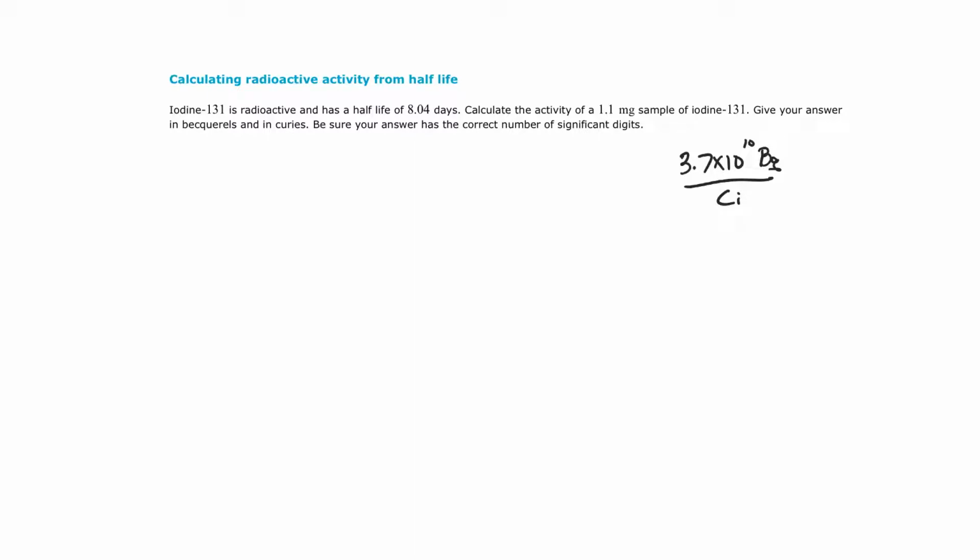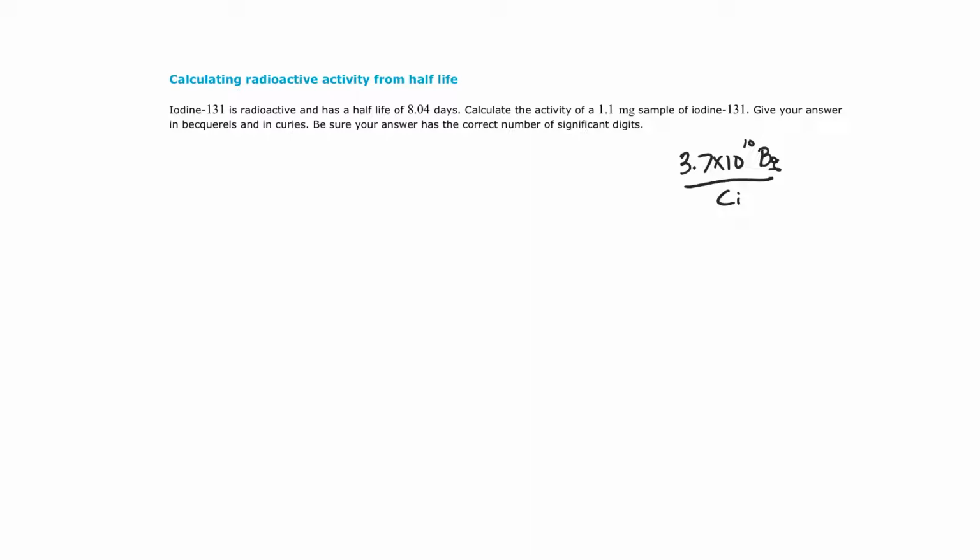The other thing is that you're asked to find a rate, how fast. So iodine 131 is radioactive and has a half-life. First of all, you know what its mass is: 131 grams per mole. You know what its half-life is: 8.04 days. And you're trying to calculate the activity, how radioactive a certain amount of milligrams of it is.